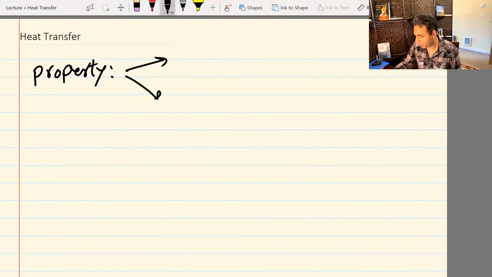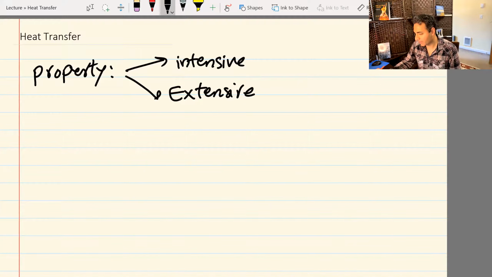There are two types of properties: the intensive property and the extensive property. An extensive property is dependent on mass, basically. A good example of an extensive property is mass itself. The more mass that you have in the system, the more mass you have in the system.